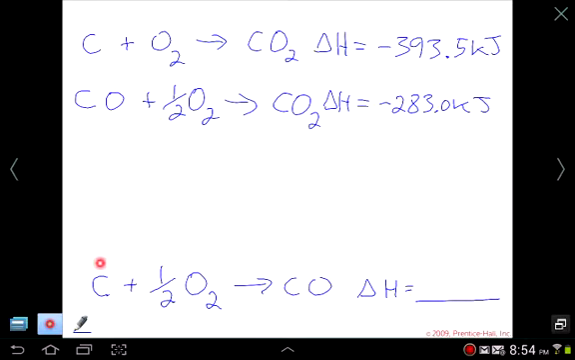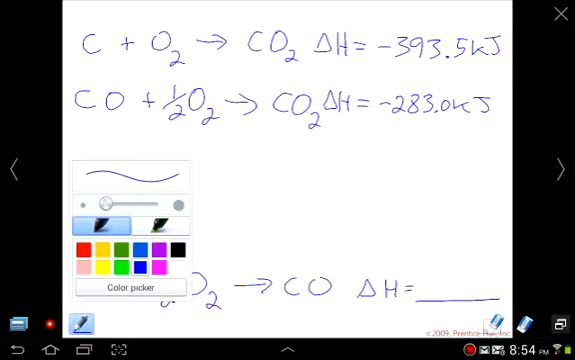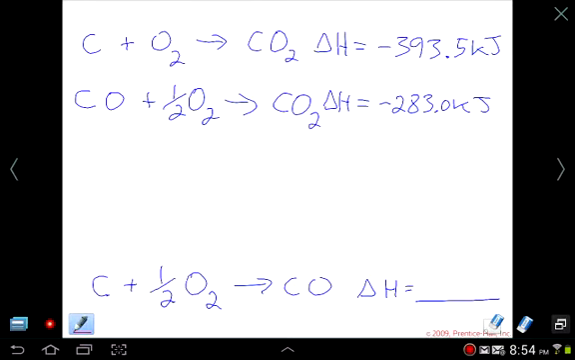Now the idea here is this. We want to end up with carbon on the left side. Carbon comes from this first equation, and it is already on the left side, so we'll leave that alone. Carbon monoxide we want to end up with on the right side. That comes from our second equation, and it is actually on the left side. So in order to put it on the right side, we'll have to flip the equation. So I'll draw a little arrow, and you can write flip on it there.